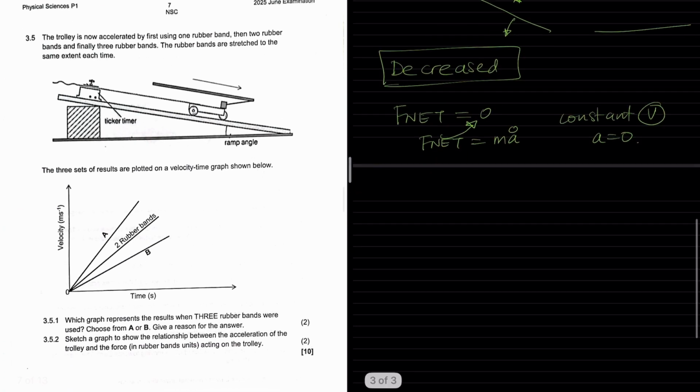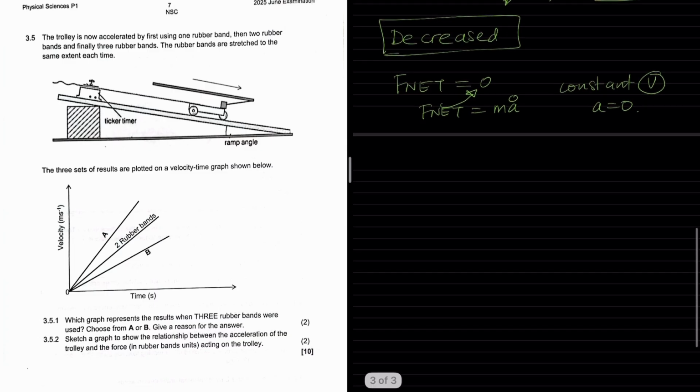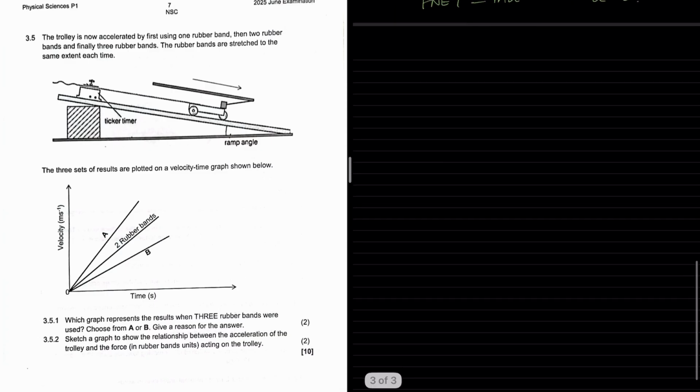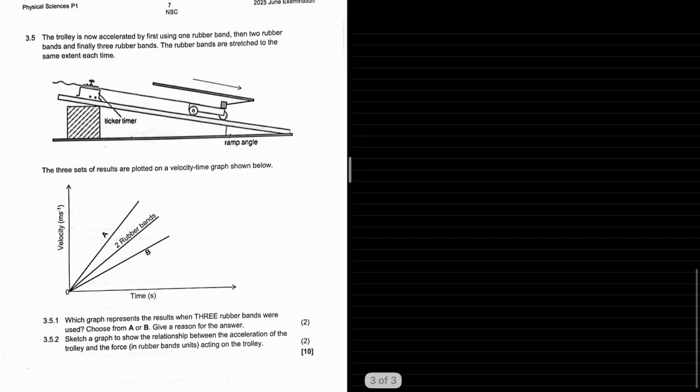Now 3.5, the trolley is now accelerated by first using one rubber band, then 2 rubber bands, and finally 3 rubber bands. The rubber bands are stretched to the same extent each time. The 3 sets of results are plotted on a velocity time graph shown below. Okay, 3.5.1, which graph represents the results when 3 rubber bands were used? Choose from A or B, give a reason for your answer.